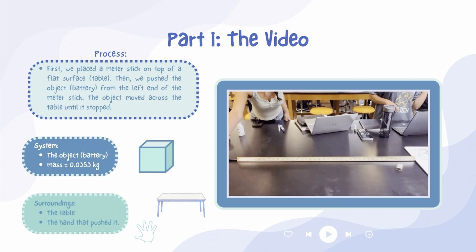Part 1, the video. So for the video, we placed a meter stick on top of a flat surface, which is the table, and we pushed the object, a battery, from the left end of the meter stick. The object moved across the table until it stopped. The system is the object, or battery, which has a mass of 0.0353 kilograms, and the surroundings are the table and the hand that pushed it.